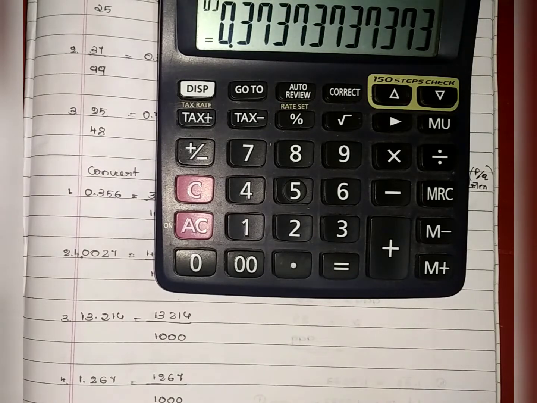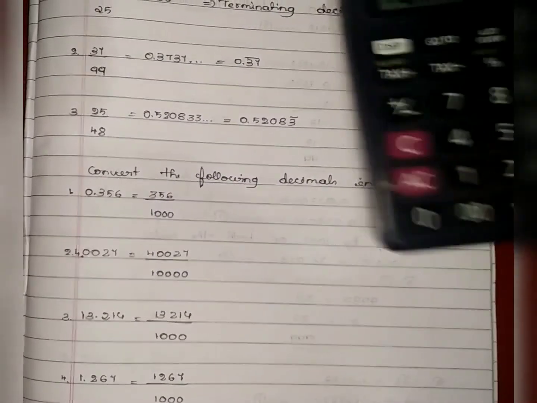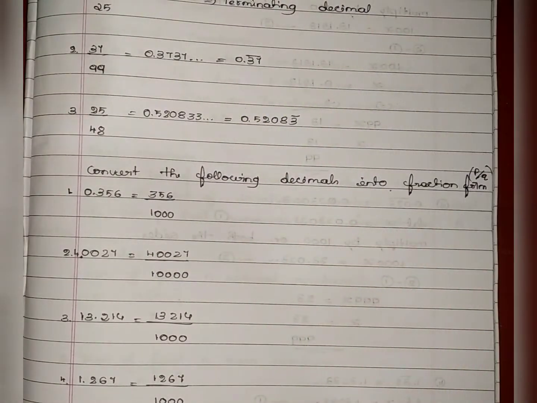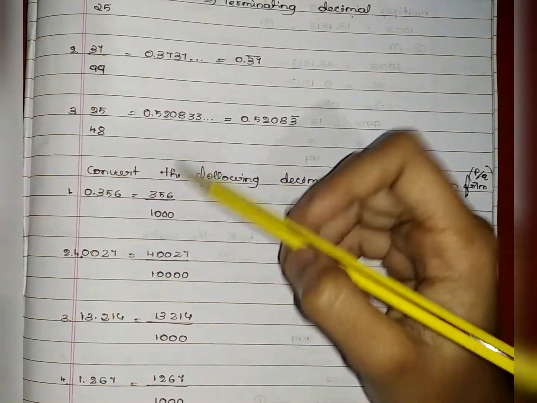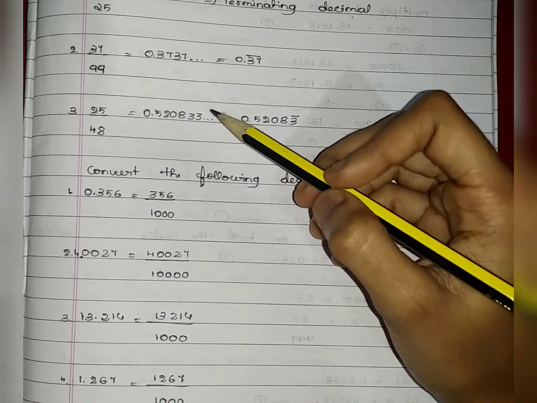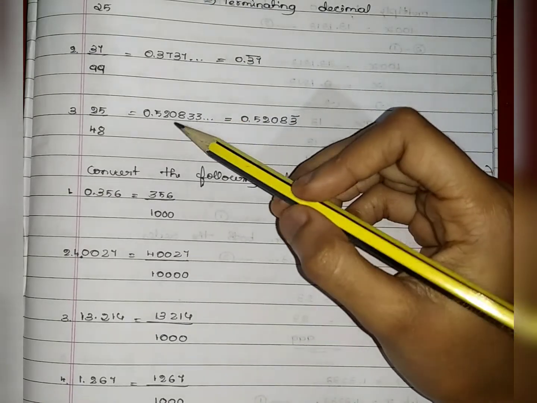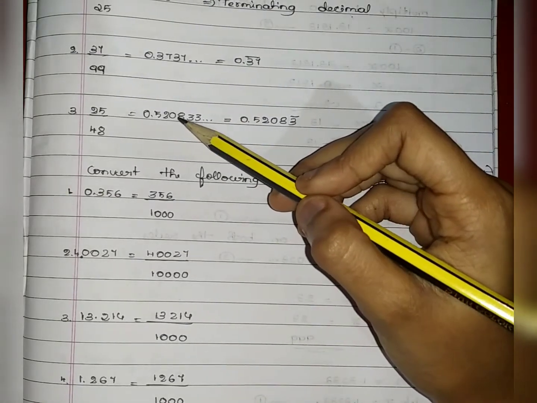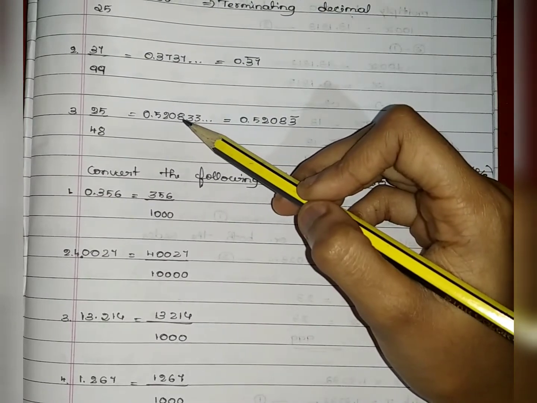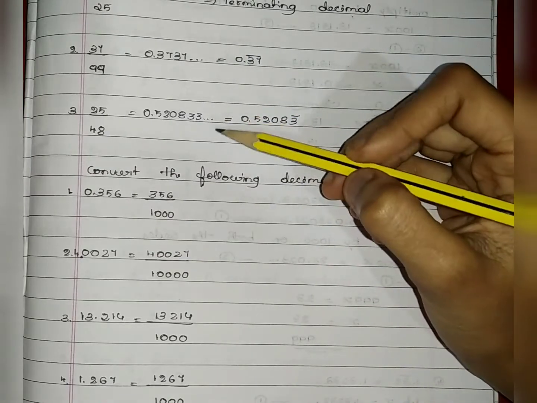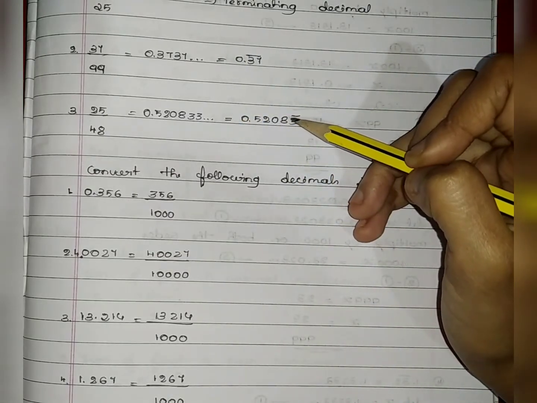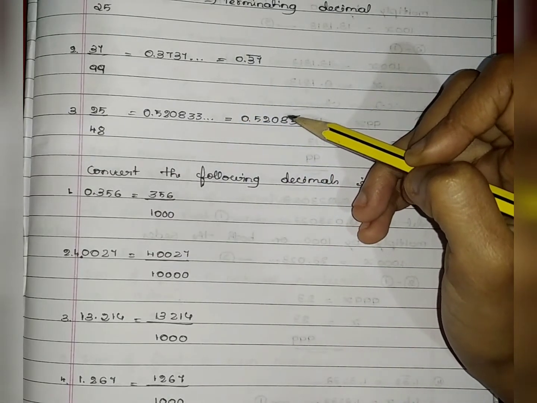Then 25 by 48. After dividing it we get 0.520833. So 3 will continue. This has stopped repeating: 5208 has stopped repeating, only 3 gets repeated. So we can say this is a mixed recurring decimal.